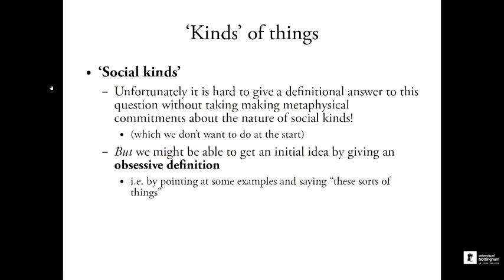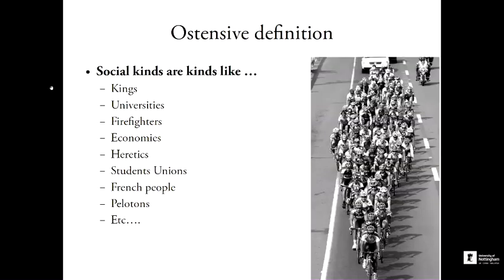We might get an initial idea by giving what you might call an ostensive definition. That is by pointing at some examples and saying, these are the kind of things we're thinking about. So, what kinds of kinds are there? Social kinds, we might say, are stuff like kings, universities, firefighters, economies, heretics, student unions, French people, pelotons, cycling pelotons, etc. Where, when we say etc., that's supposed to indicate that the person listening has got a grasp of what the examples we're given and could continue the list.